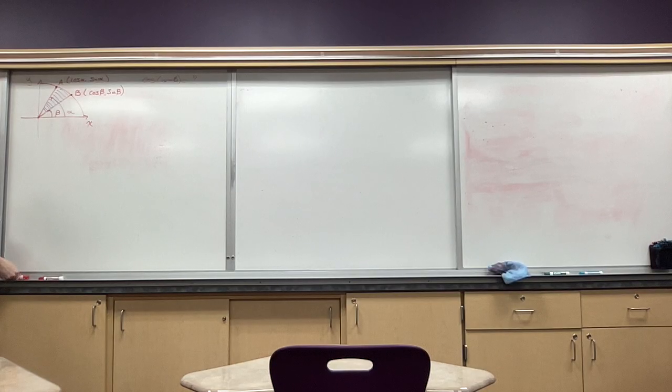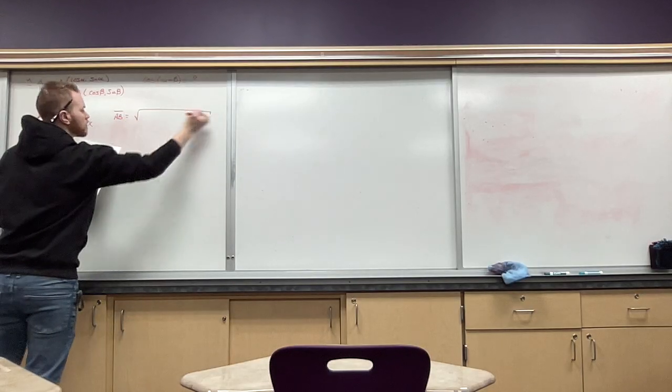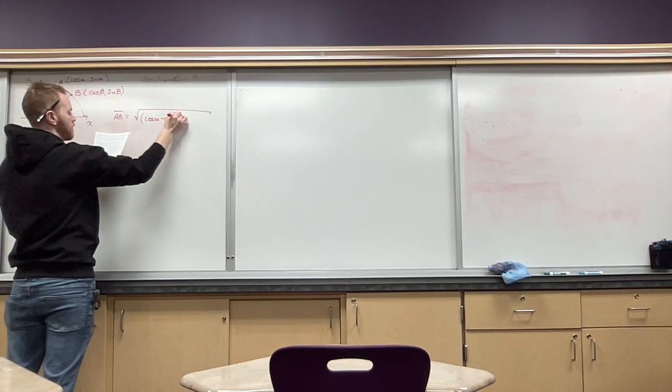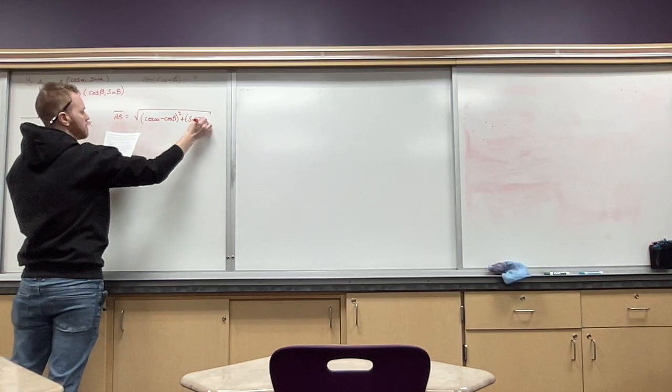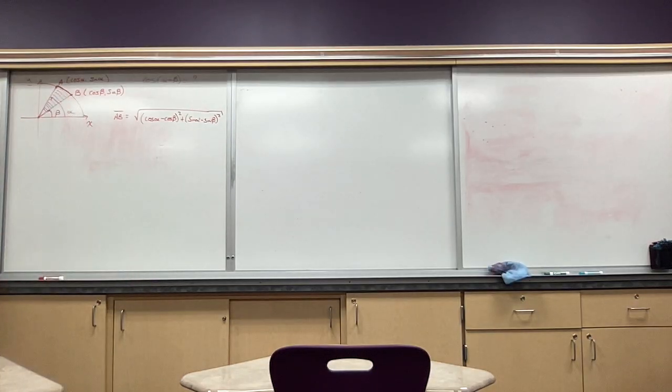So to help us out, we need the distance from A to B. We're going to start there first, using just the distance formula. So AB, we're going to have cosine of alpha minus cosine of beta, and then sine of alpha minus sine of beta. This is me applying the distance formula, something we've done in geometry and pretty much all your math classes. We even covered it in college algebra, just for a brief moment.